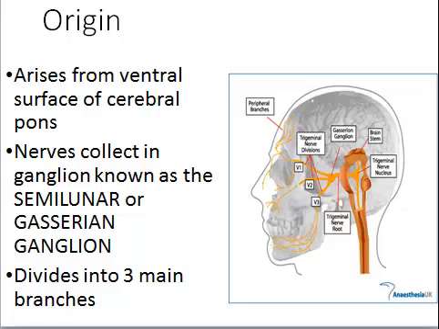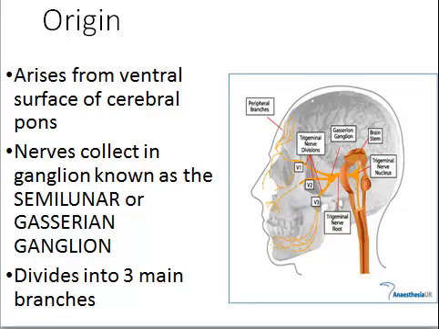So where does the trigeminal nerve originate? It arises from the ventral surface of our pons. Ventral kind of means belly side or anterior, so it's coming out of the front side of the pons. And the nerves collect in a ganglion known as the semilunar or gasserian ganglion or trigeminal ganglion. So there's three separate names that it's known by, and you need to know all of those names.